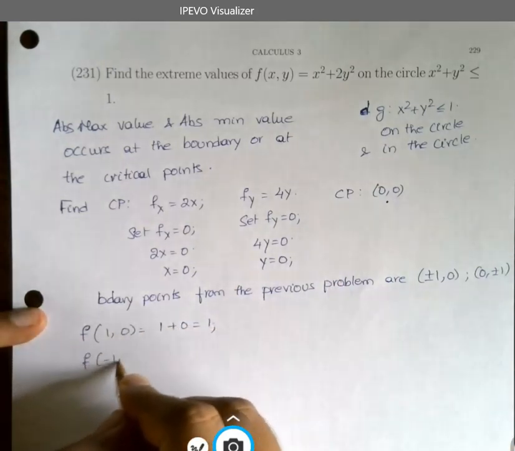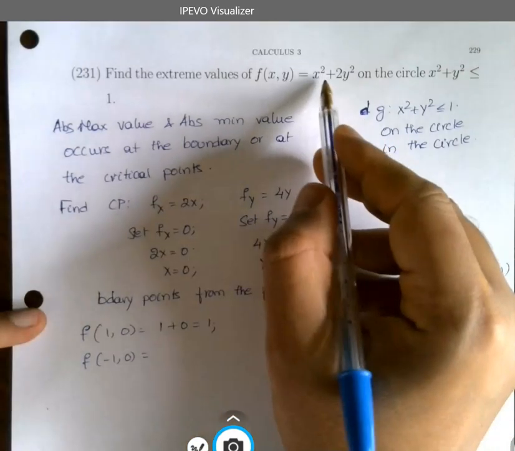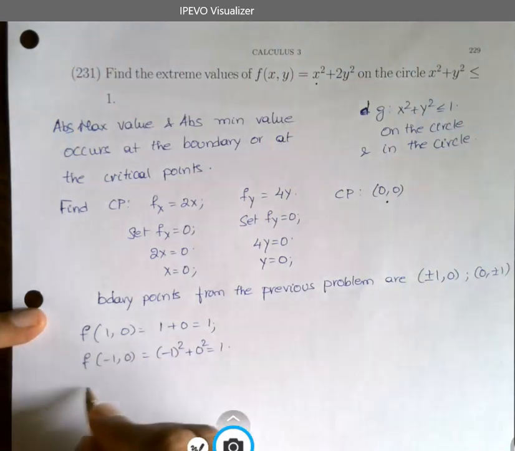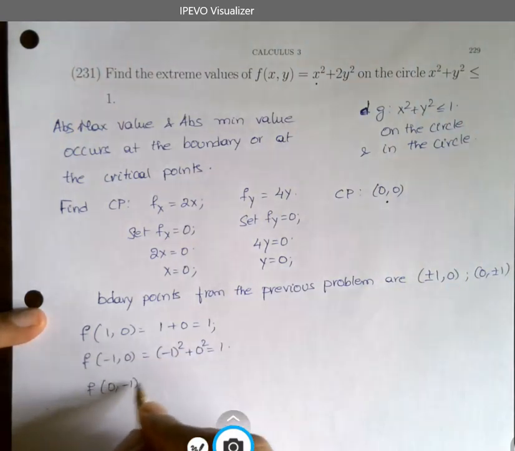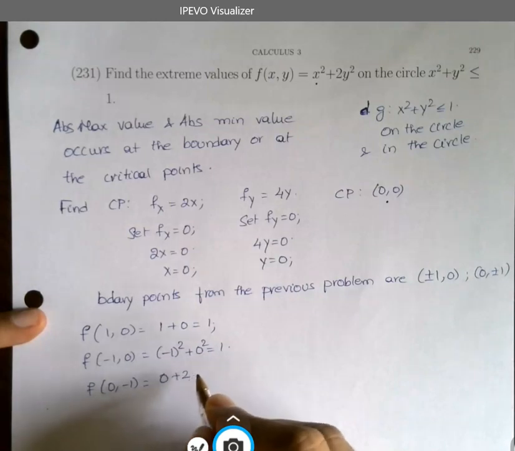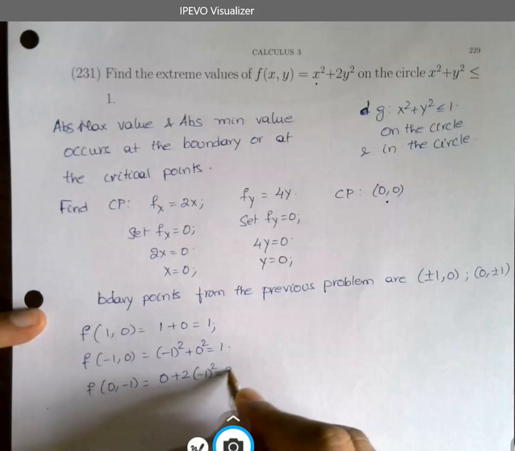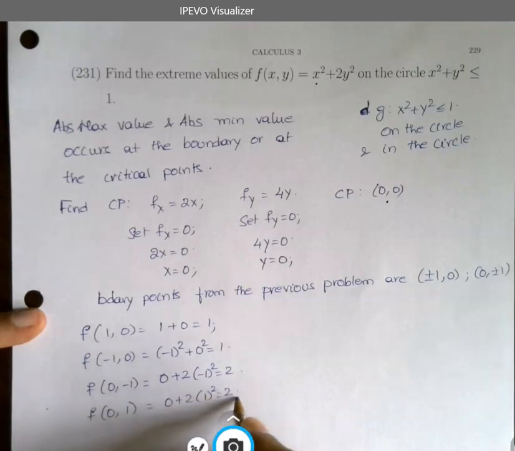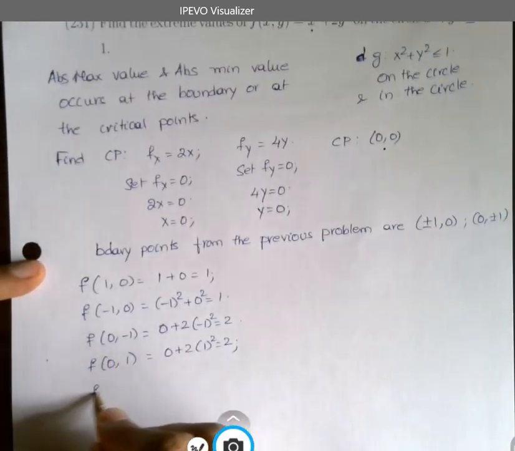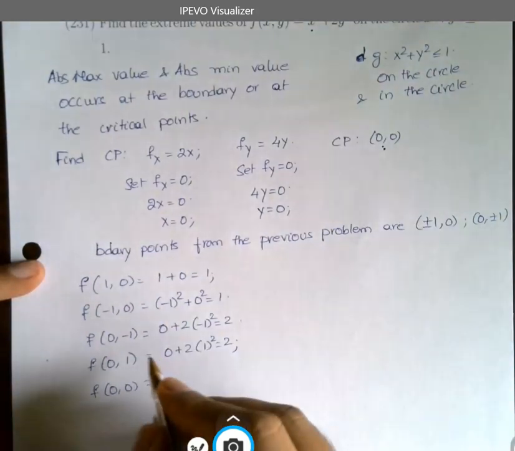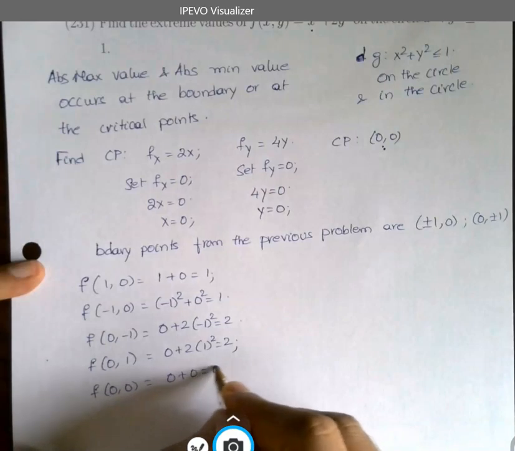Then f(-1, 0) is (-1) squared plus 0 squared, which is 1. f(0, -1) is 0 plus 2 times (-1) squared, which is 2. f(0, 1) is 0 plus 2 times 1 squared, which is 2. Then f(0, 0) is the critical point we just found, and when you plug it in, you get 0 plus 0, which is 0.